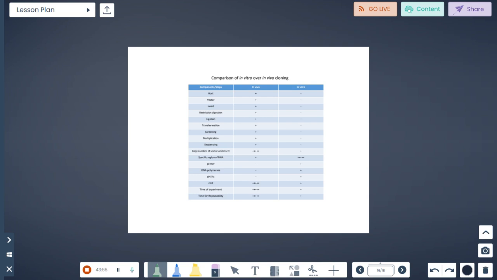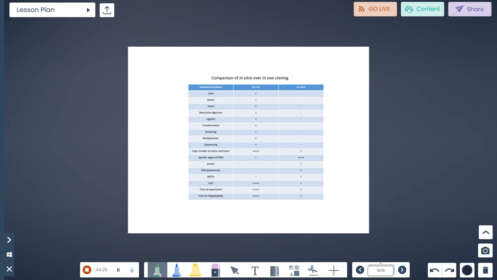But in the case of PCR, we are not using any host or vector or insert or restriction enzyme or ligase. Consumables are very less. Effort is very less. Only the specific region is amplified. You are using primers. The time for the experiment is very short in PCR. The whole PCR can be finished in 2 hours. So the time for repeatability is also very short. So you can do it very quickly.